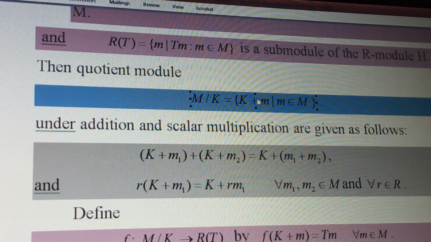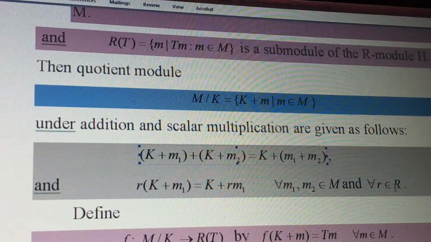Now the quotient module, this is the definition of the quotient module. The quotient module means the collection of all quotients where addition and scalar multiplication are given. Addition of two quotients: (K + m1) + (K + m2) = K + (m1 + m2). Scalar multiplication of quotients: r(K + m1) = K + rm1, where m1, m2 are elements of M and r is an element of R.